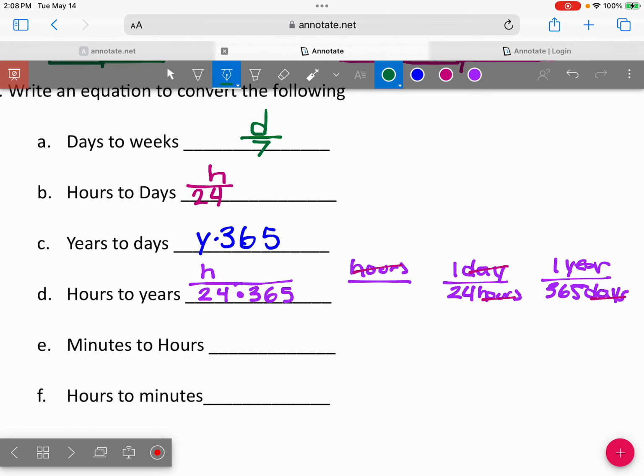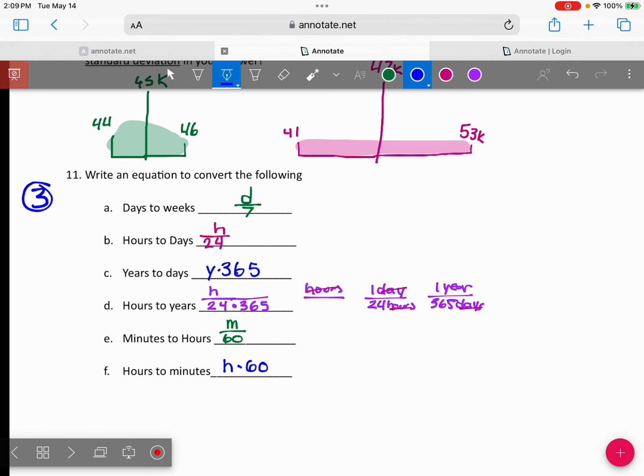So let's switch it back to easy mode. How do I convert minutes to hours? Minutes divided by 60, because there's 60 minutes in an hour. How about hours to minutes? If I give you hours, how do we figure out how many minutes that is? Multiply it by 60. So it is important which way it goes. Minutes to hours is different than hours to minutes. Questions on either of those?